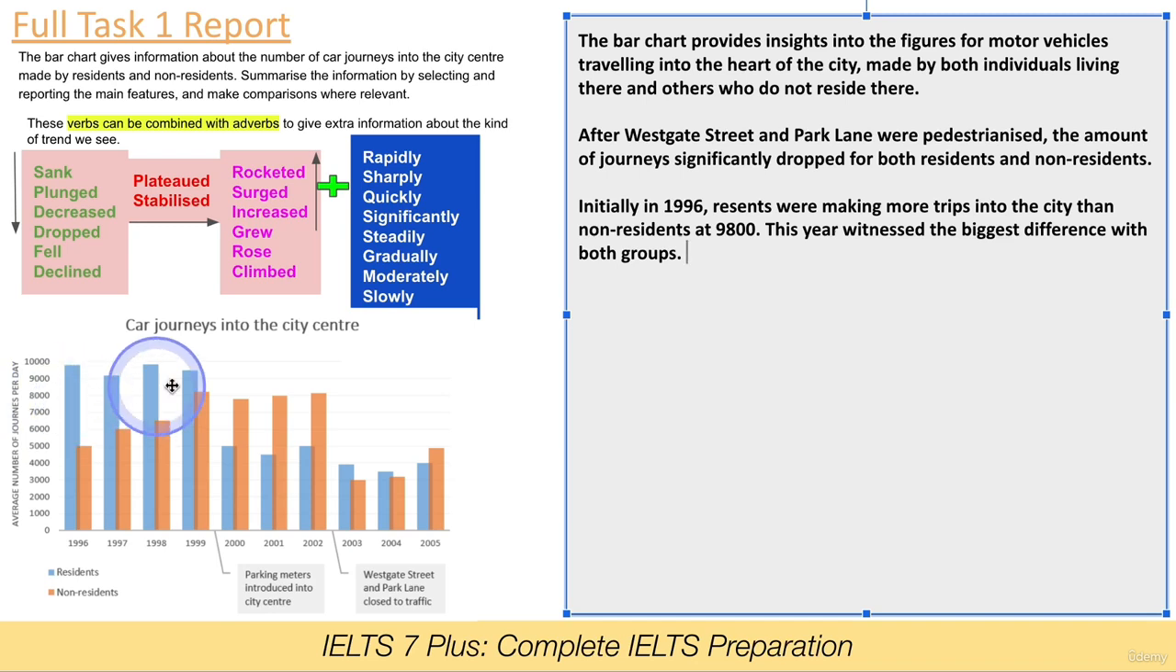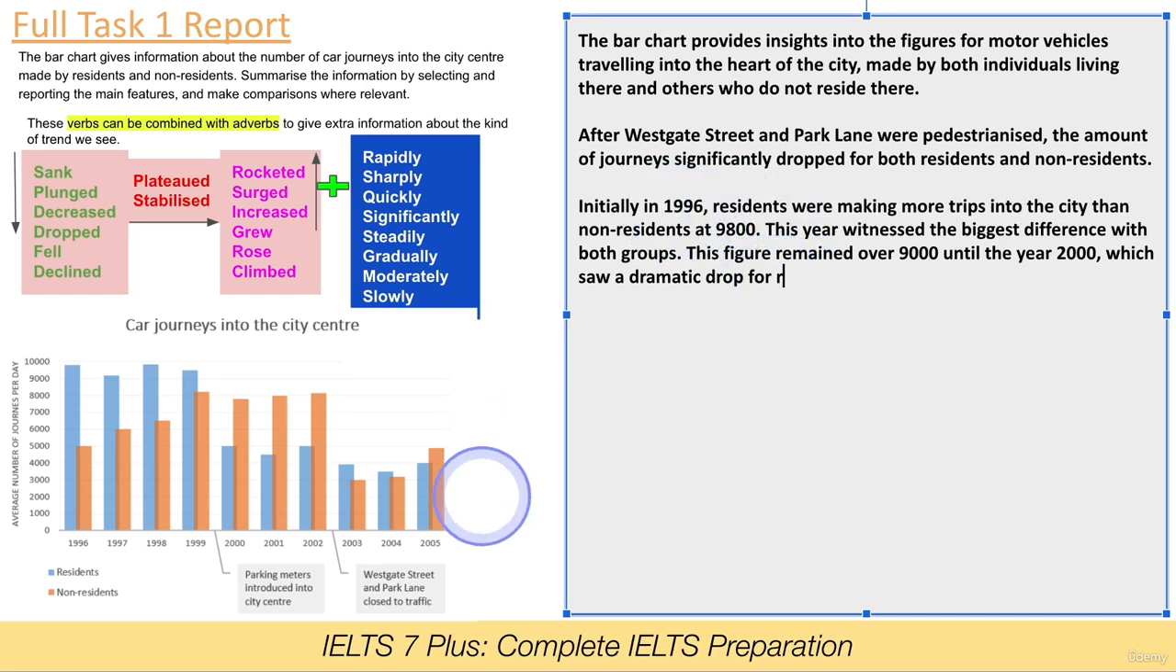Okay, what happened then? So this figure remained, we can say, over 9,000 until 2000. So we're being quite general now, until the year 2000, which saw a dramatic drop for, I just noticed this, so we're always checking spelling as well, residents traveling this way.